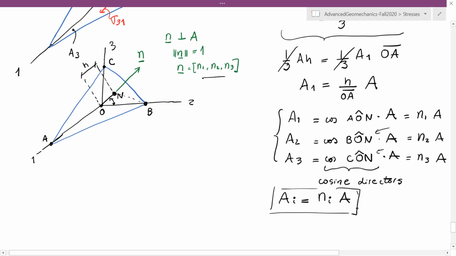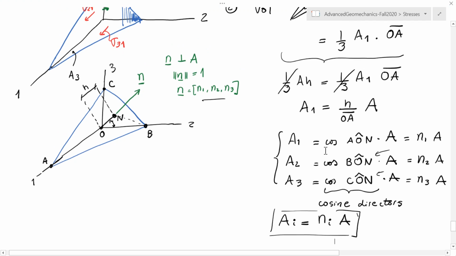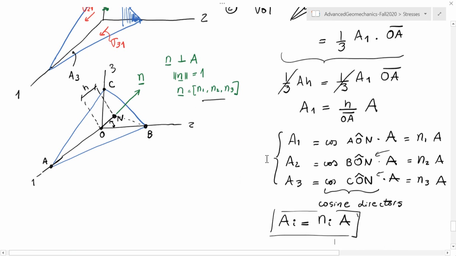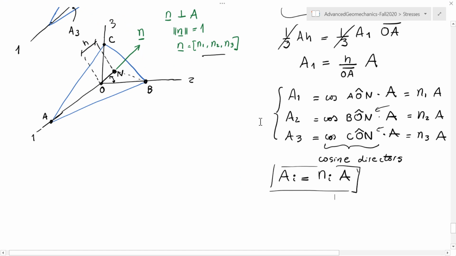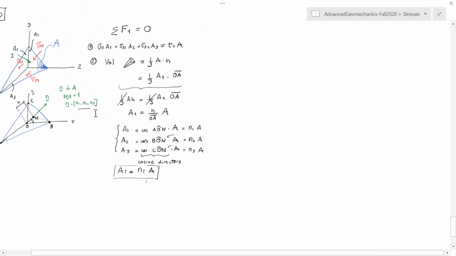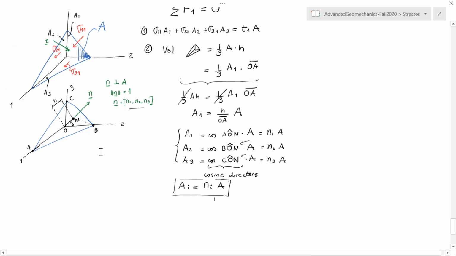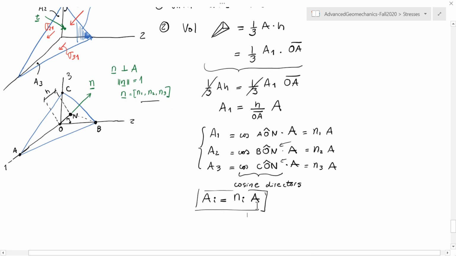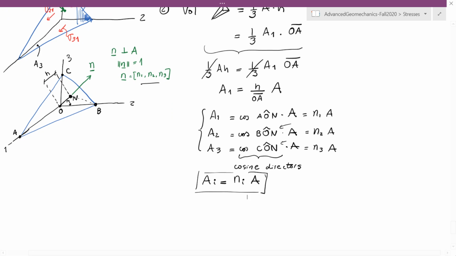This is the equation that we get from our formulation for section 2. But now we can use, let me zoom out just to make it clear. Notice that in the first equation that we had A1, A2, and A3, right? But now I can write those as a function of the cosine directors and A. So let's go ahead and do that.